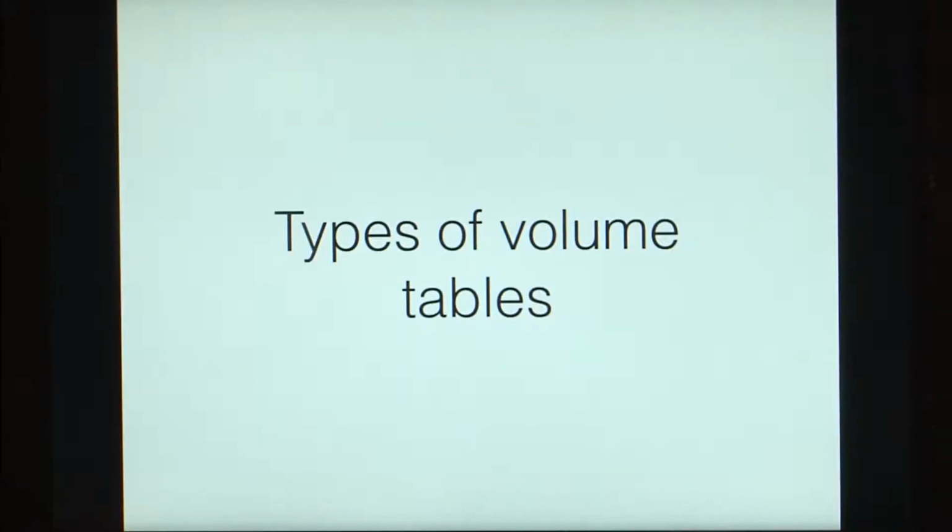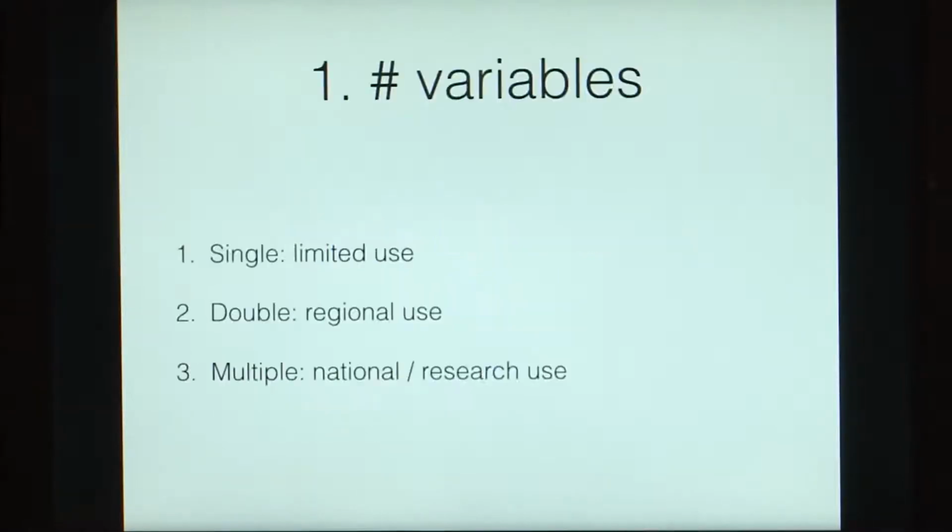Here we had different volume tables, but how do we classify them? The first classification is based on the number of variables that you have. For instance, a single variable, say your diameter at breast height, will have limited use. If you have two variables, say diameter and height, or diameter and form factor, or form factor and height, it will have a bit more usage. If you have multiple variables, the diameter, the height, the form factor, the site quality and so on, then it might have much more usage, especially in the case of research.